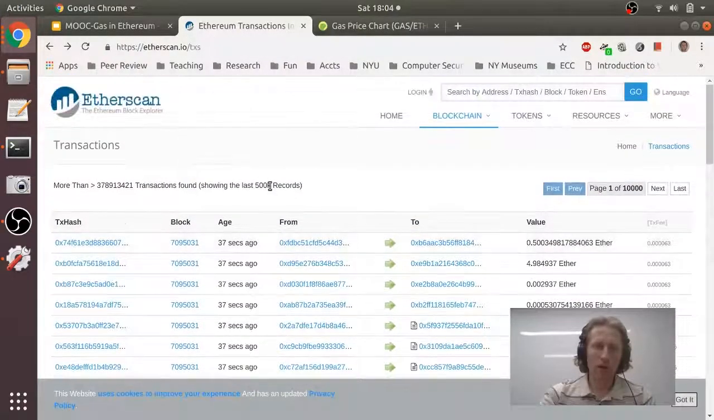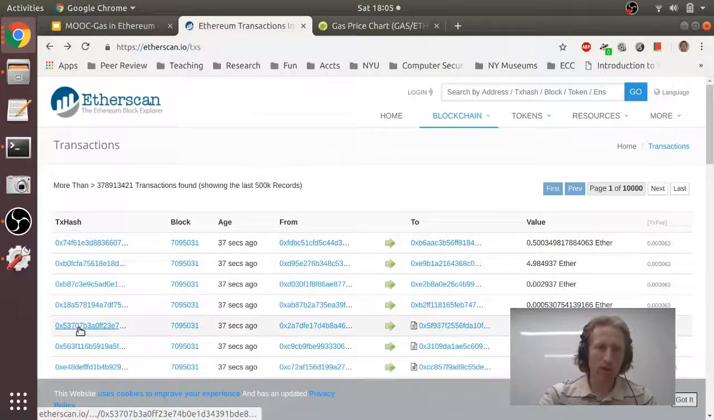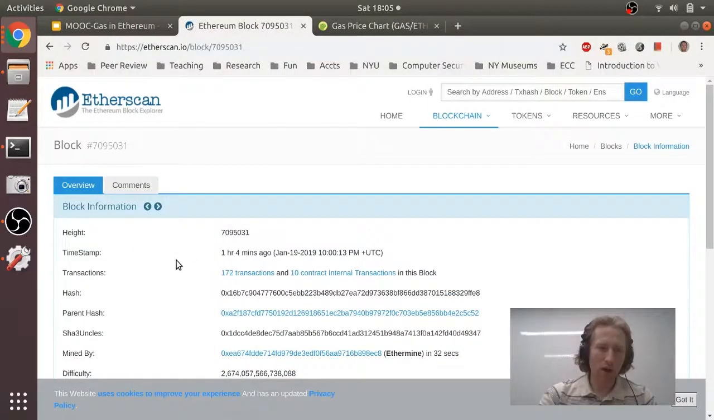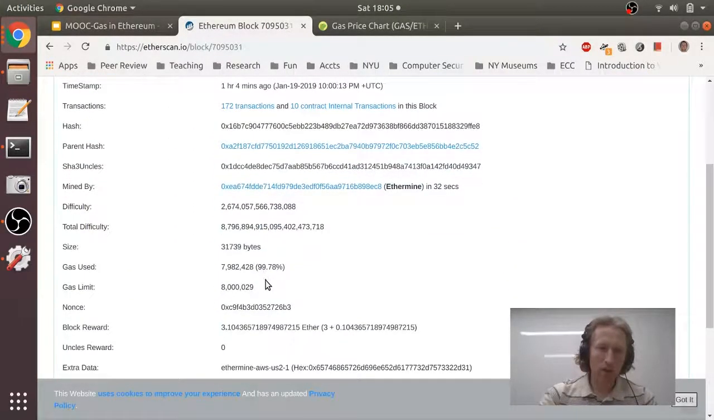You can also learn about gas by looking at a blockchain explorer that actually parses blocks in the network. So, for example, this is etherscan.io. And, well, first of all, within a specific block, we can look at what the gas limit was, 8 million gas, and how much was actually used. And look, you can see, almost that entire limit was used by this block.